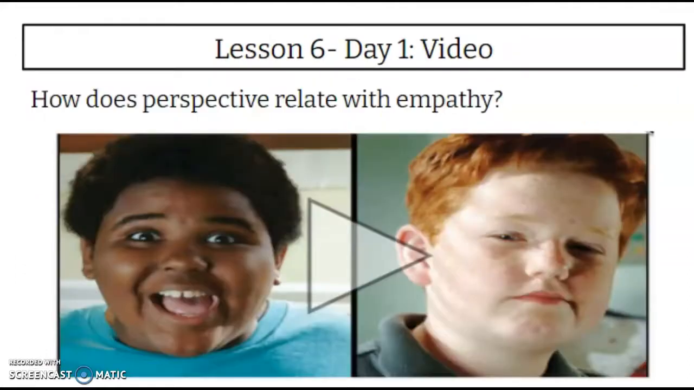But how does perspective relate to empathy? We're going to see the story of two friends. When you feel or understand what someone else is feeling, you're considering that they may have a different perspective from yours. And it is okay to have different perspectives. These are Alex and Randall. Pay attention to how Alex and Randall perceive the same events. Are you ready? Here we go.